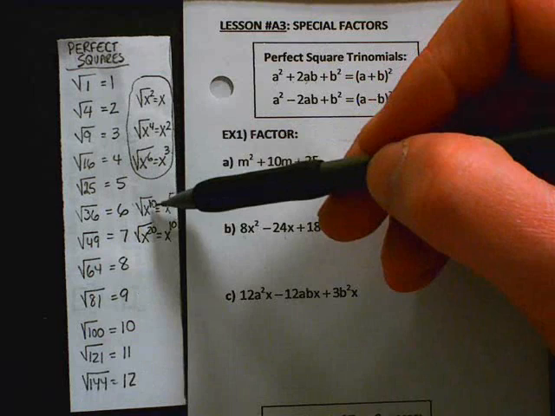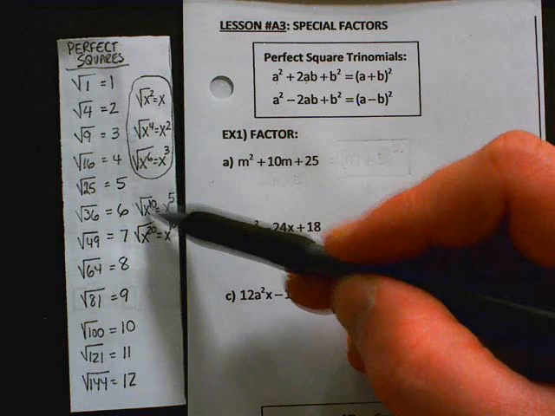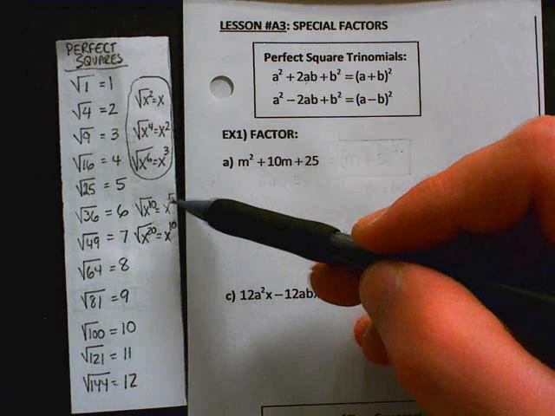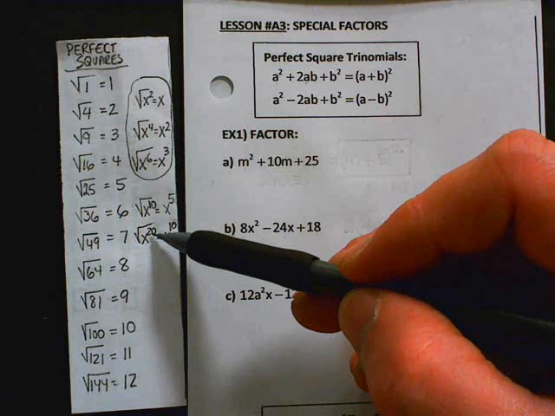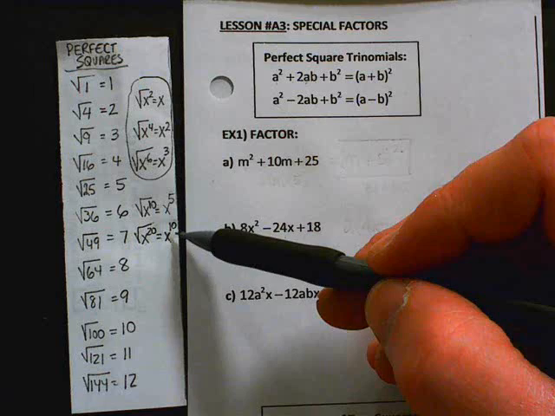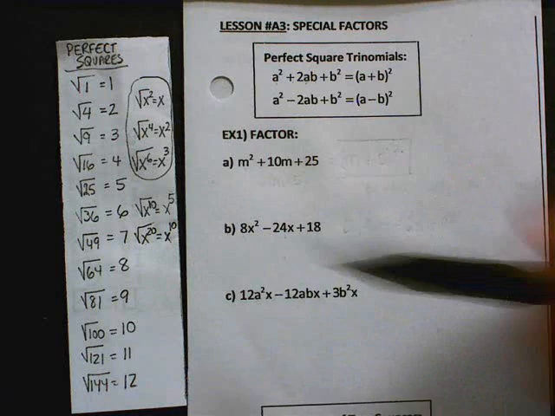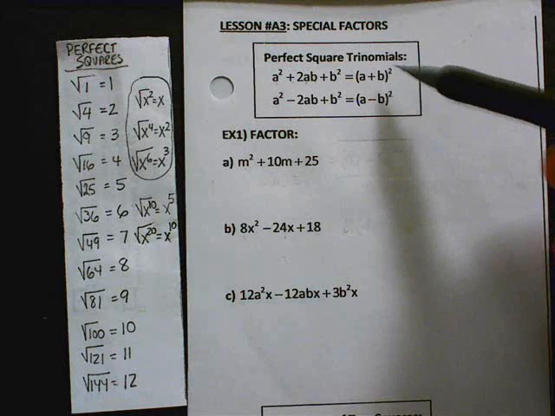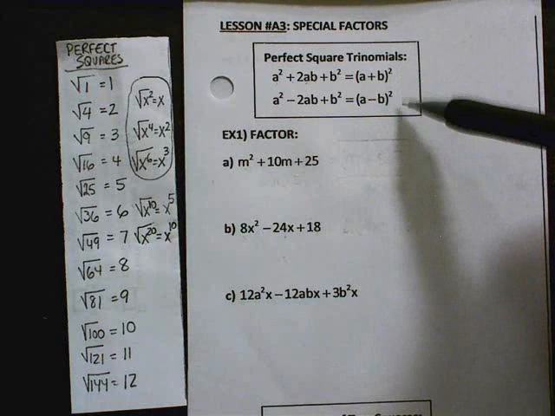Here's another example. X to the 10th. The square root of x to the 10th, 10 divided by 2, is x to the 5th. And here's x to the 20th. 20 divided by 2 is x to the 10th. Alright, now that we have a general knowledge of perfect squares, let's go back over here to these rules.